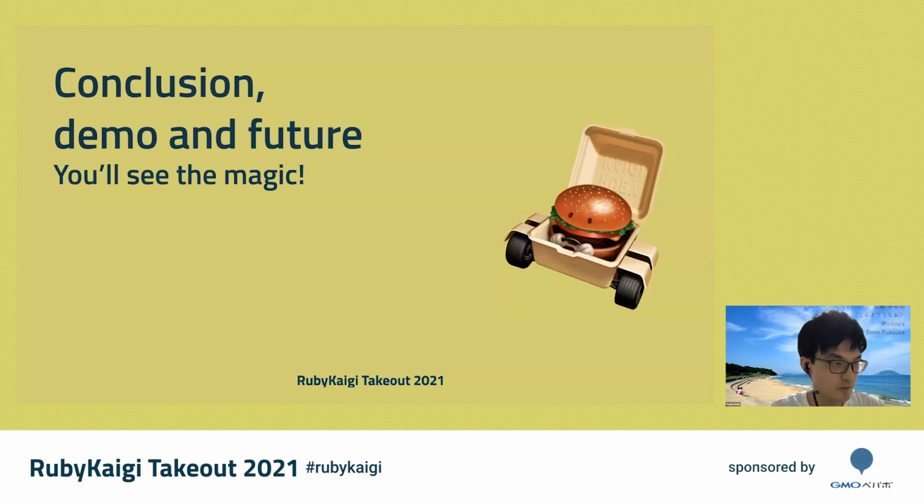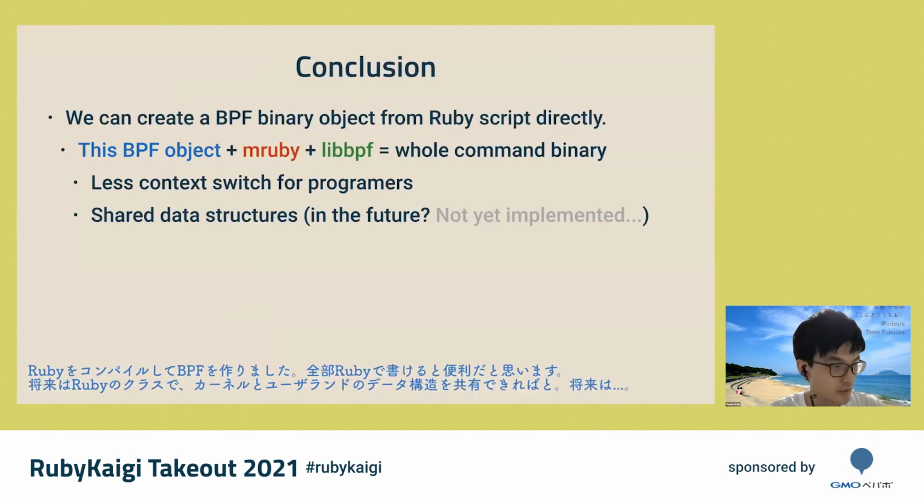Conclusion and demo. Now we can create a BPF binary object from Ruby scripts directly. Using this object and mruby and the BPF library, we will be able to compose a whole command binary. Writing a whole tool in Ruby will make programmers do fewer context switches. I am planning to enable sharing data structure definitions between the BPF and the user space program as one Ruby class, but it's under construction.